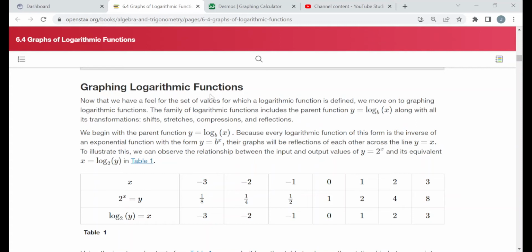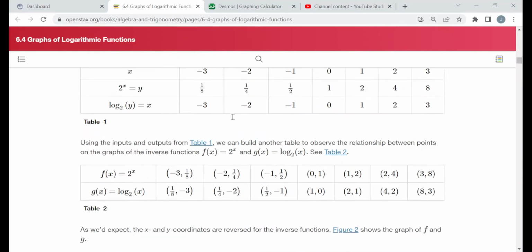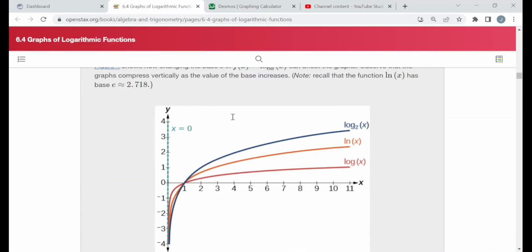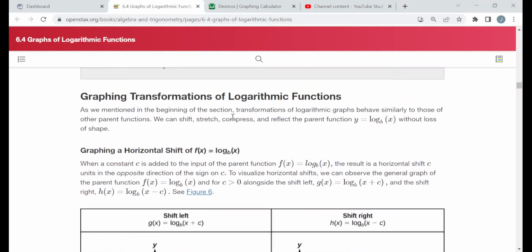Alright, so each example I do in this video will be either an example from the reading, or one of the try it problems from the reading, or one of the exercises at the end of the section related to this particular objective. I'm also going to be graphing logarithmic functions with transformations of logarithmic functions in this video.